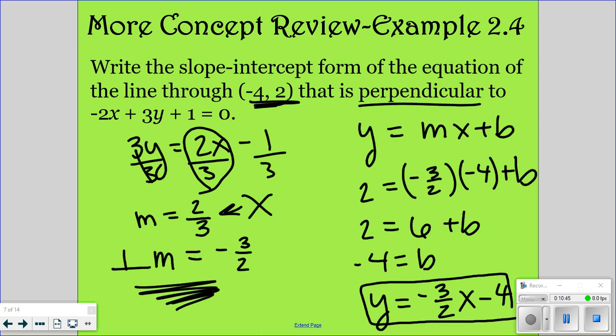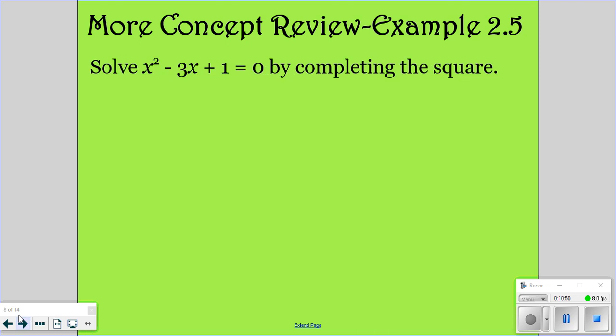Okay. Moving on to another example, we are looking at completing the square. So I'm going to go back over completing the square. Hopefully you have done this before. I know some of you don't enjoy it. Some of you love it. You've got to be able to do it because different problems require it. So I'm going to go over it. The first thing you want to do, x squared and your x term need to be on one side. The constant, this 1, needs to be moved to the other side. So x squared minus 3x, leave a space, and then equals negative 1.